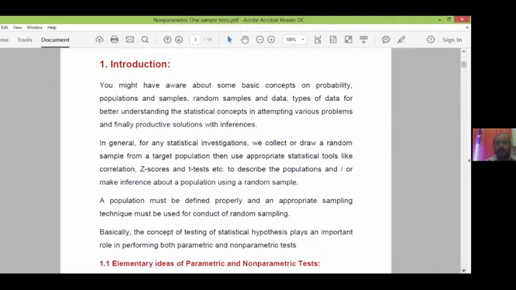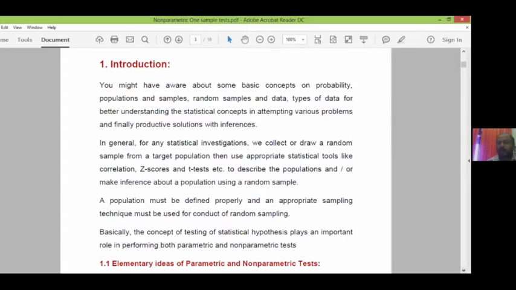An appropriate sampling technique must also be used to conduct the random sampling, because whatever study you are going to do is based on a random sample. So that's why an appropriate technique should be used. Basically, the concept of testing of a statistical hypothesis plays an important role in performing both parametric and non-parametric tests.